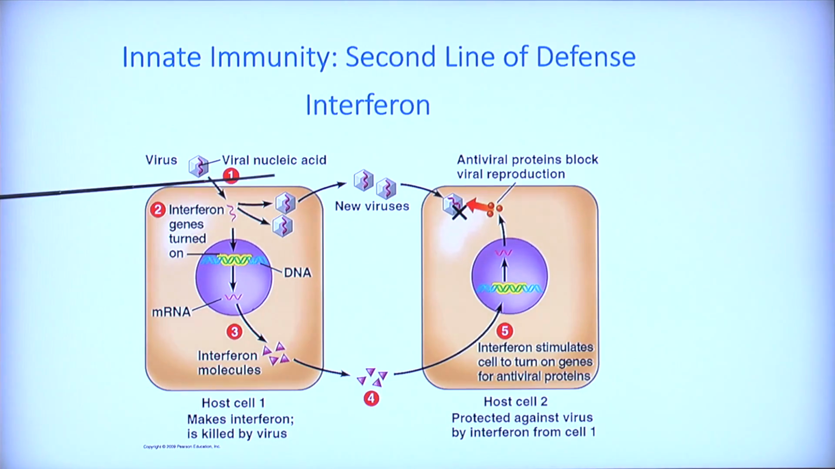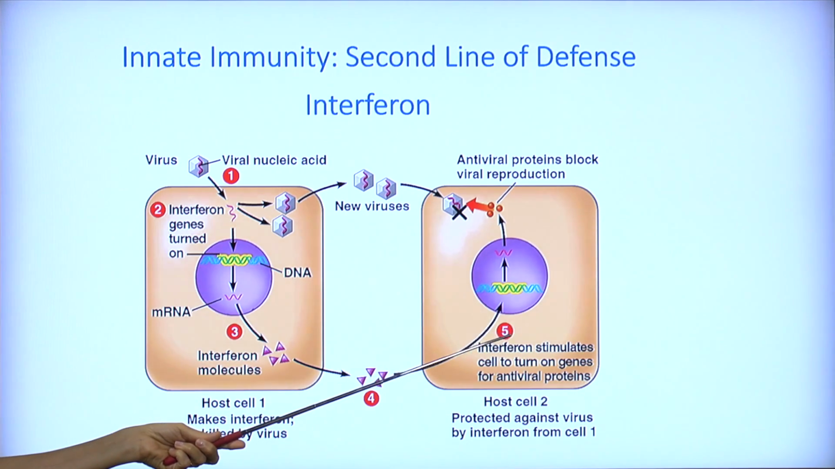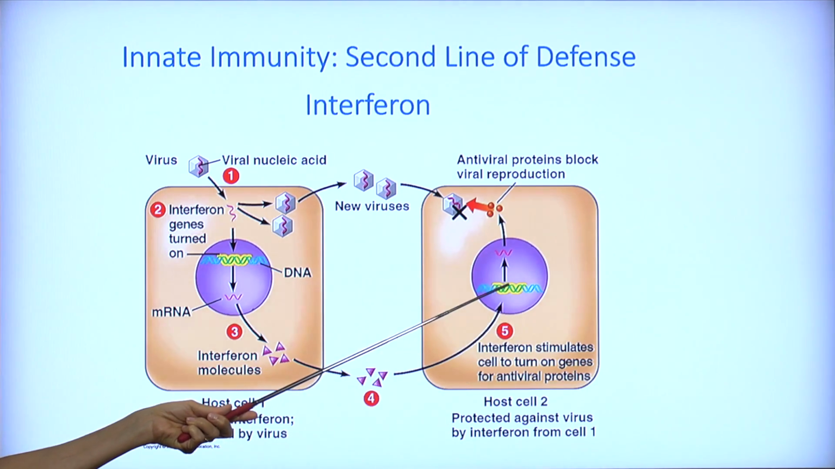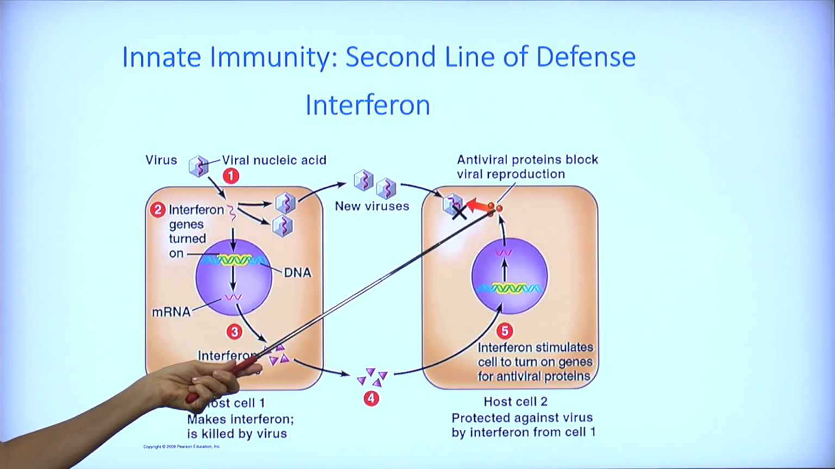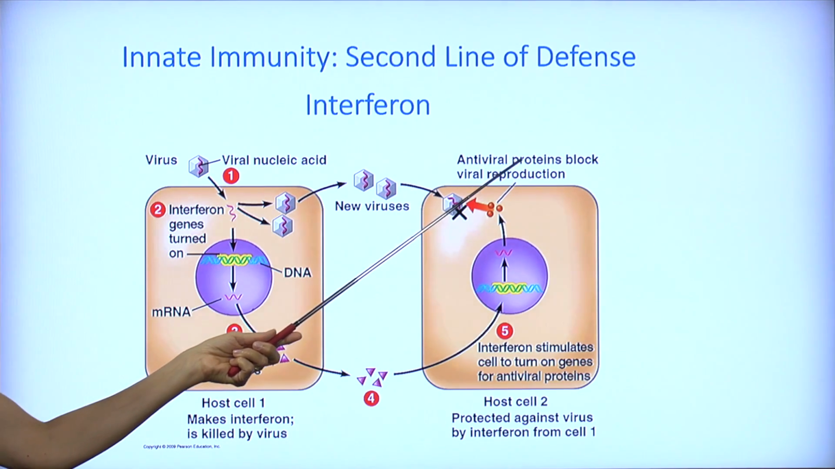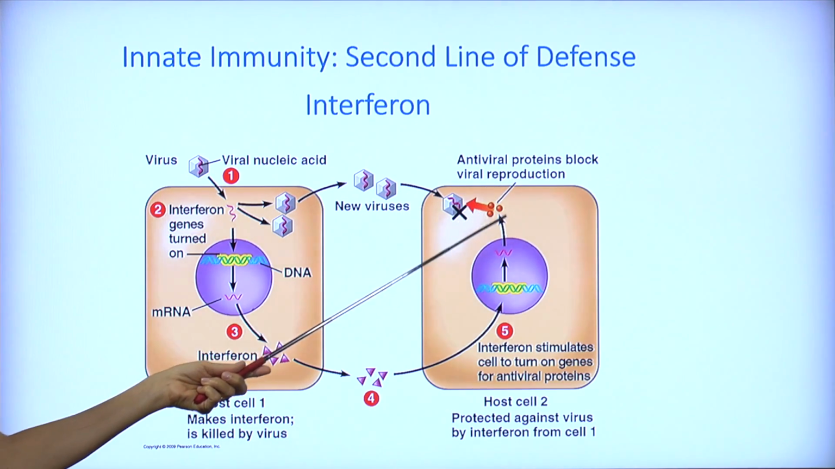So if this is the first cell that is going to be invaded, this is my host cell. Once the virus enters in, this cell has the ability of making a protein called interferon. Interferon is going to leave the infected cell and go to the neighboring healthy cell, and it's going to stimulate this healthy cell to produce a protein. What's the name of this protein? Antiviral protein.